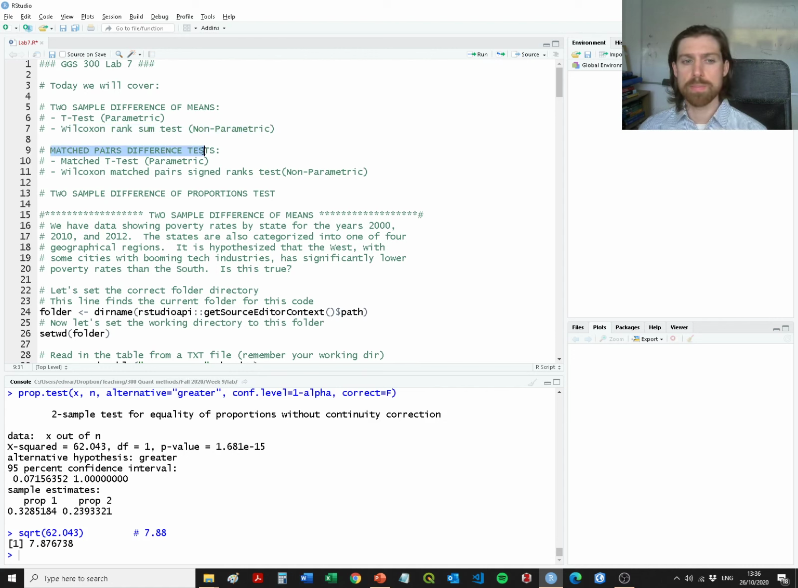And then we've got matched pairs difference tests. So up here, these were independent samples, whereas down here we have dependent samples. So for example, where we might sample over two different time periods, but they're the same entities which are being sampled. And essentially we have a parametric approach to test here, which is the matched t-test. And then we have a non-parametric approach, which is using the Wilcoxon matched pairs signed ranks test.